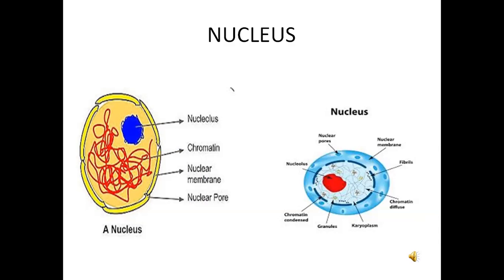The parts of the nucleus are nucleolus, chromatin body, nuclear membrane and nuclear pore. These are the parts of the nucleus. Inside the nucleus is called the nucleolus. The next generation's hereditary characters are transferred only by chromosomes.